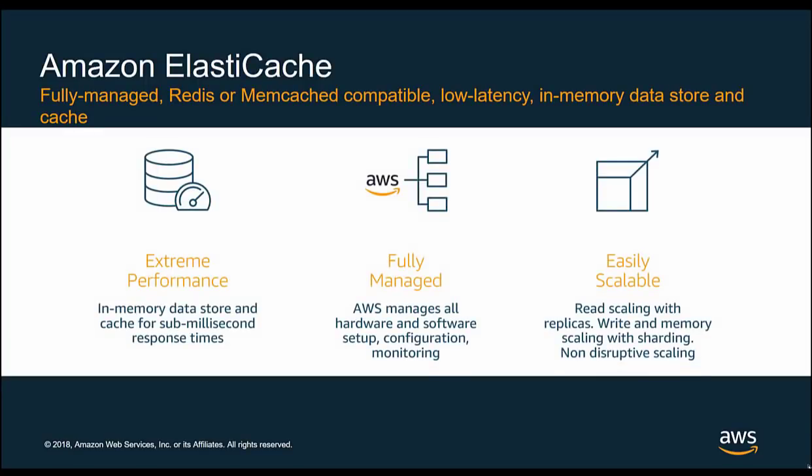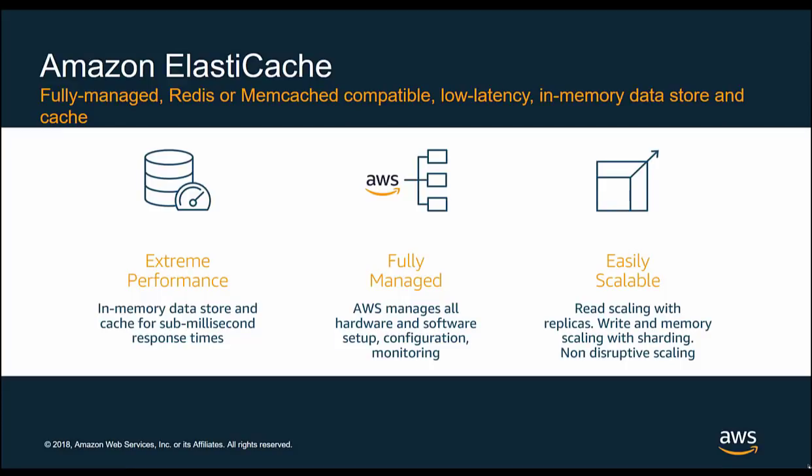And so the tool that we see in the AWS portfolio for that would be ElastiCache. And so ElastiCache, very similar to RDS, right, it's a fully managed, either Redis or Memcached compatible low latency in-memory data store. And what I mean by it being similar to RDS is that, just like in RDS, we run MySQL and Postgres, for example.